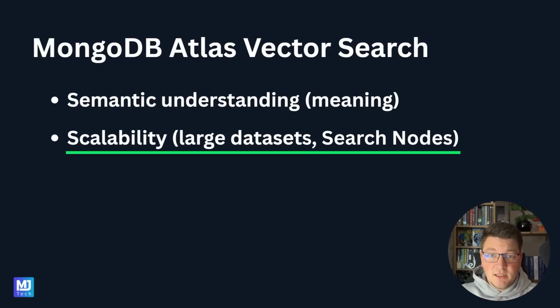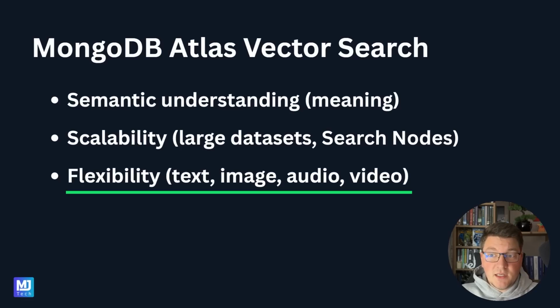We also get scalability. MongoDB Atlas works across all of the popular cloud platforms, including Azure, AWS, and Google Cloud, and it's optimized for working with large datasets. Now, there's also the concept of search nodes if you really want to scale your vector search capabilities, and I'm going to discuss this more in just a moment.